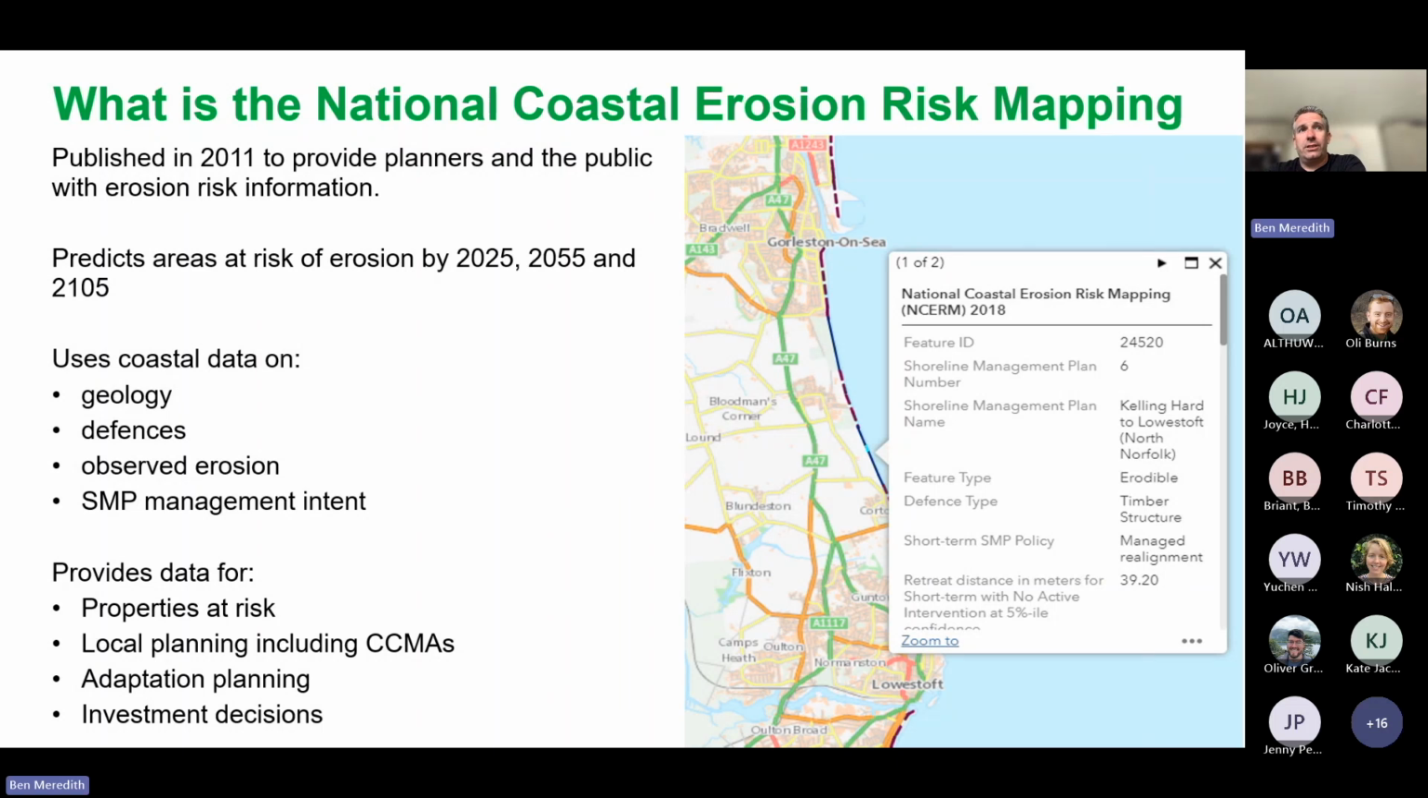Previously, the erosion estimates were shown as a line along the coast on a GIS mapping system, with erosion predictions in a table like you can see on the image here. It provides important risk information to identify locations and numbers of properties at risk, inform local planning decisions, including coastal change management areas, adaptive planning decisions, and investment along our coast.